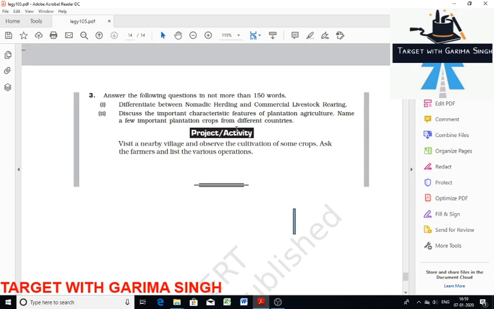Some coffee fazendas, that is large plantations in Brazil, are still managed by Europeans. So you can say they are provided with well-developed transportation facilities where raw material provided by them is processed.